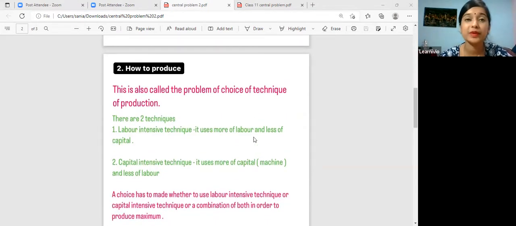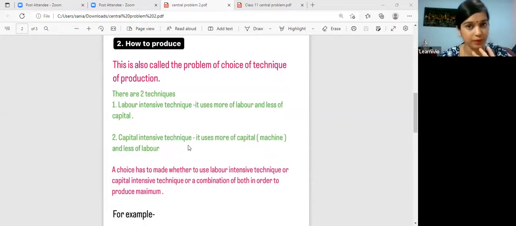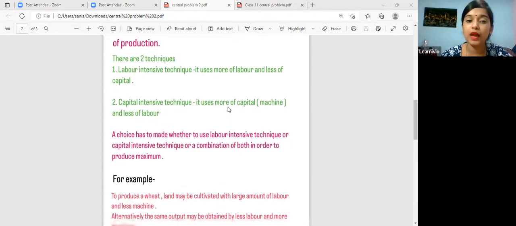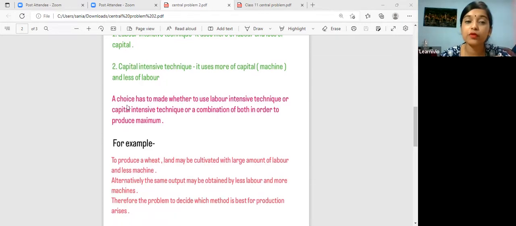So how to produce, basically this is also known as problem of choice of technique of production. So basically there are two techniques. One is labor intensive, second is capital intensive technique. So labor intensive technique uses more of labor and less of capital, right? And capital intensive technique uses more of capital and less of labor. Clear? Therefore, a choice has to be made whether you want to use labor intensive technique or the capital intensive technique or the combination of both.